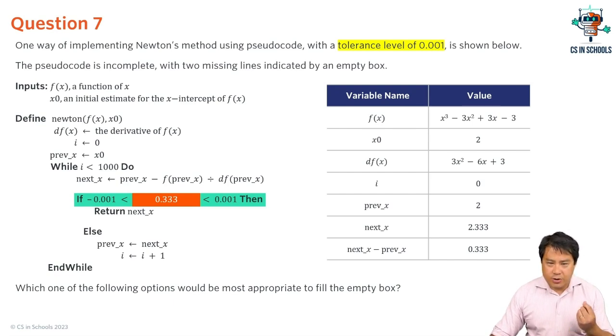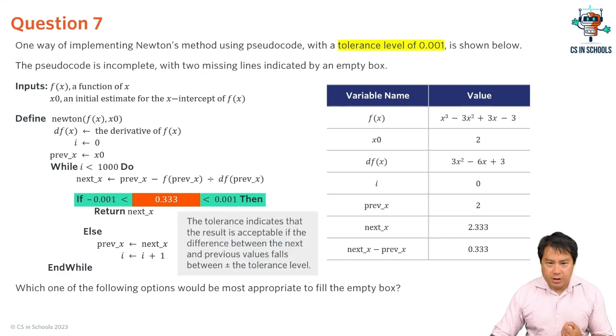So it's saying that we are given a tolerance level of 0.01. The tolerance indicates that the result is acceptable if the difference between the next and previous values, that is the gap, falls between plus and minus the tolerance level. Okay, so the red area there is the gap. And if that gap is between plus and minus the tolerance level, then we are good and it's acceptable, and we can return that as an answer to this pseudocode.